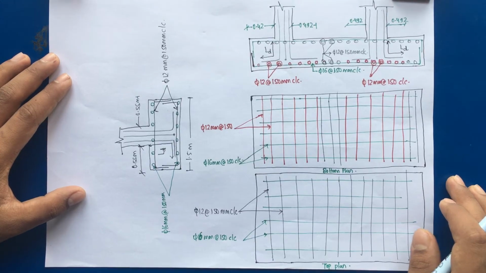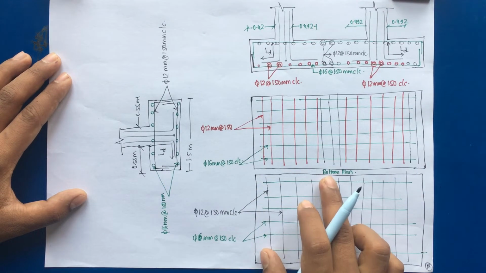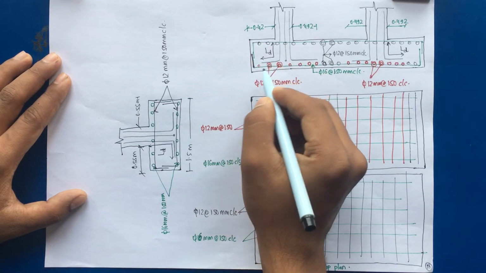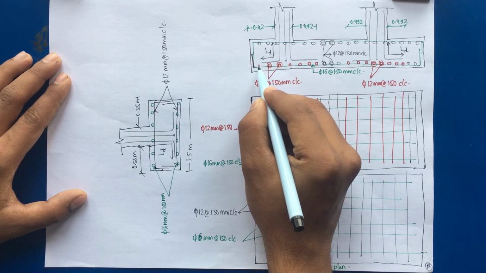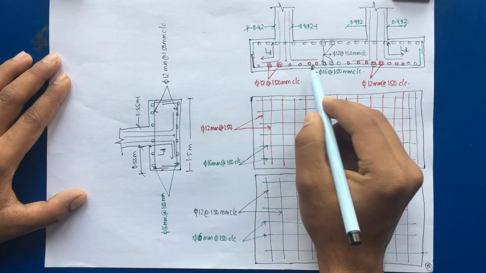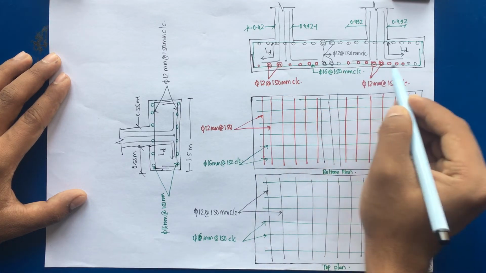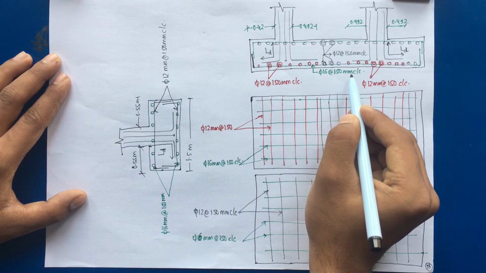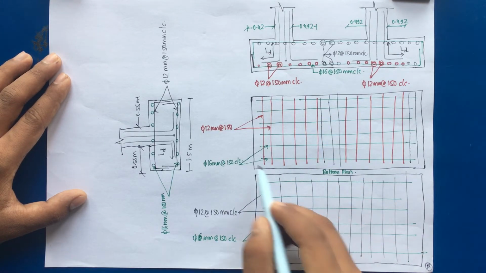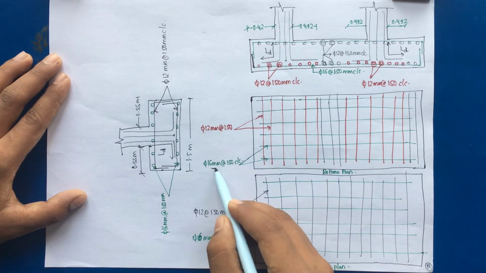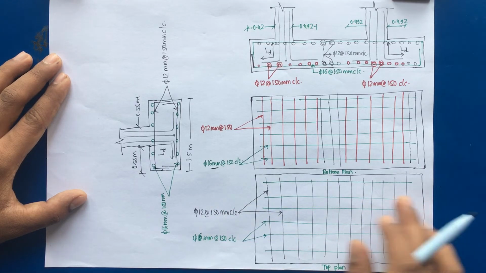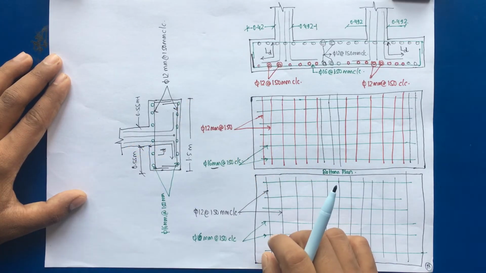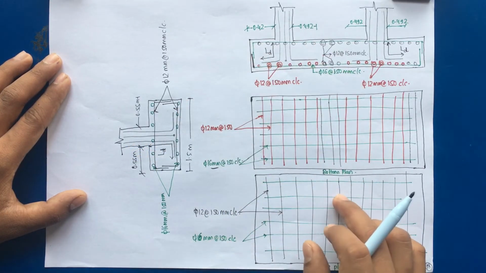So this is the reinforcement detailing. First let us see the sectional view. Here you can see the green line at the bottom is the longitudinal reinforcement for the bottom, that is 16 mm at 150 mm center to center spacing. In the bottom plan, this green line represents 16 mm at 150 mm center to center spacing, which is provided along the transverse direction, that is along the width of the footing.